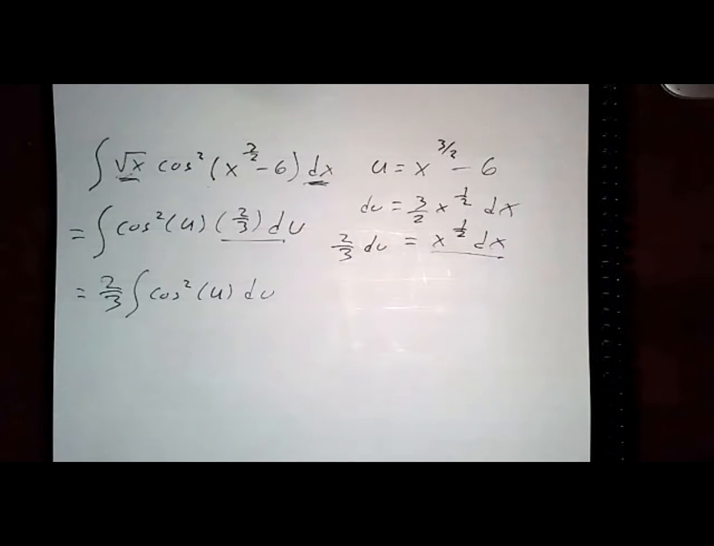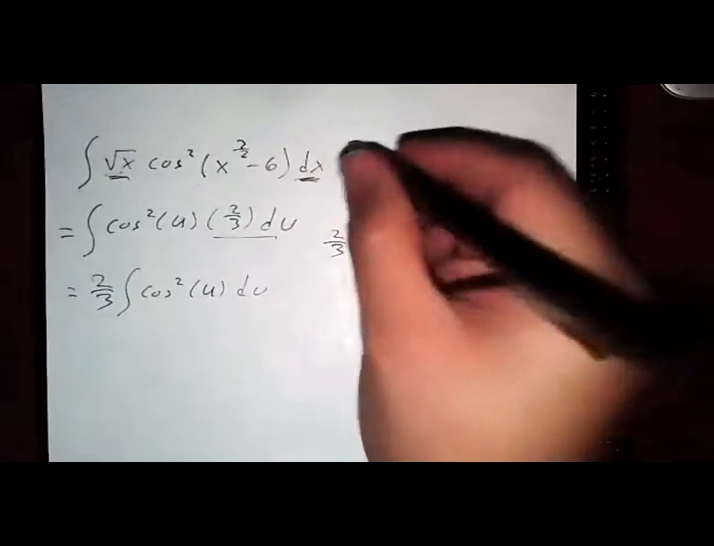So how should we integrate cosine squared? I think the only way will be power reducing trig identities. Do you remember that cosine squared? This is my side work, right?